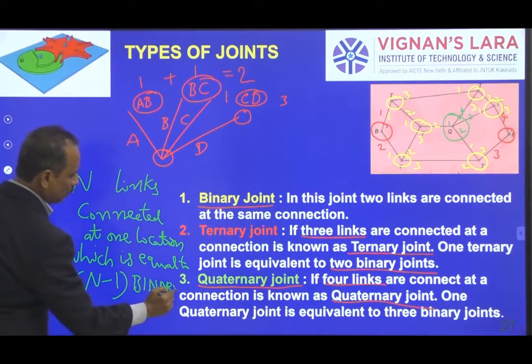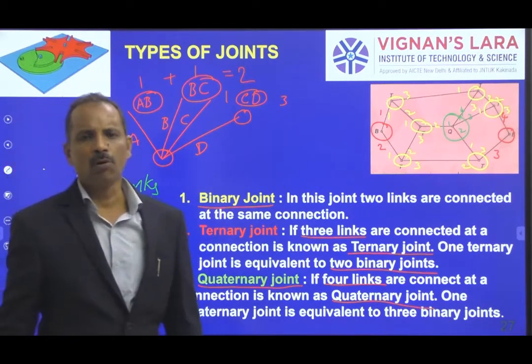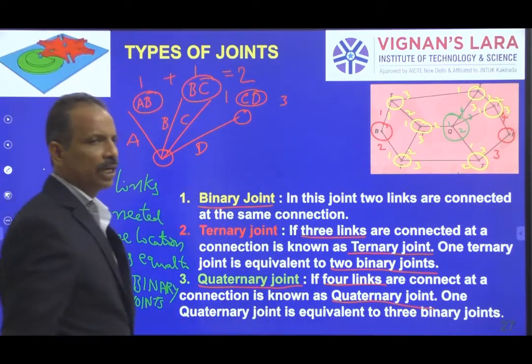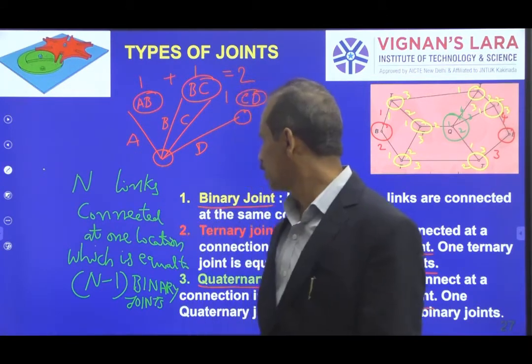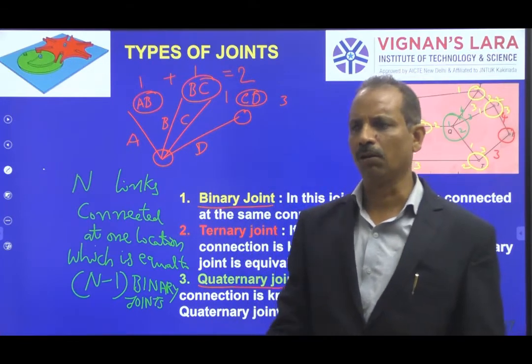You keep this in your mind, so wherever we require 4, 3, or 5, 6, you can easily convert them using this formula: n minus 1 binary joints, in case n links are connected at one location.